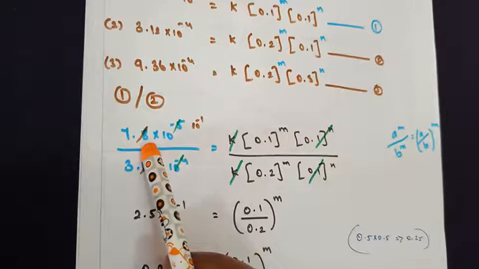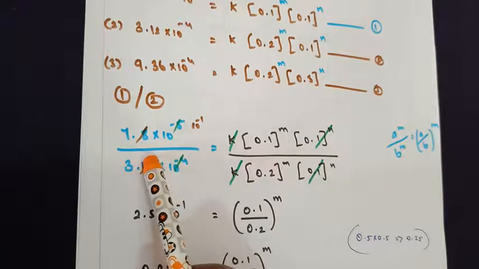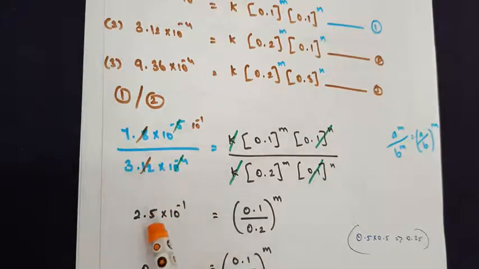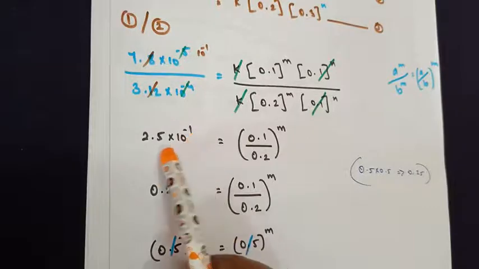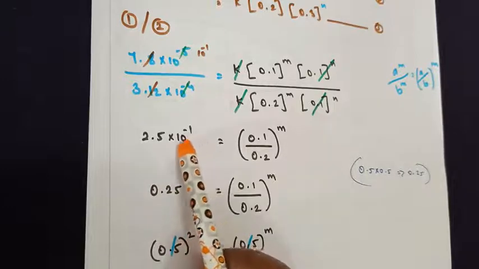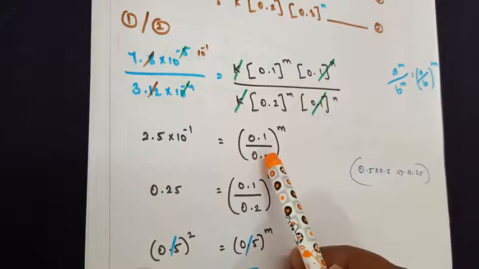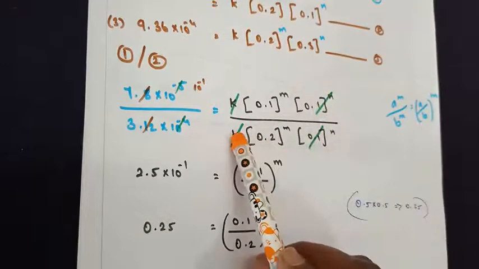If you are too good at numericals, you can directly cancel, or you can also use the logbook. I have taught you how to use it. So you arrive at the value 2.5 into 10 to the power minus 1. This minus 1, if you move 1 decimal place in front, how can you write it? As 0.25. Avoid any power term here. It will avoid confusion for you. You can write it as 0.25. Now on the other side, all these terms get cancelled.